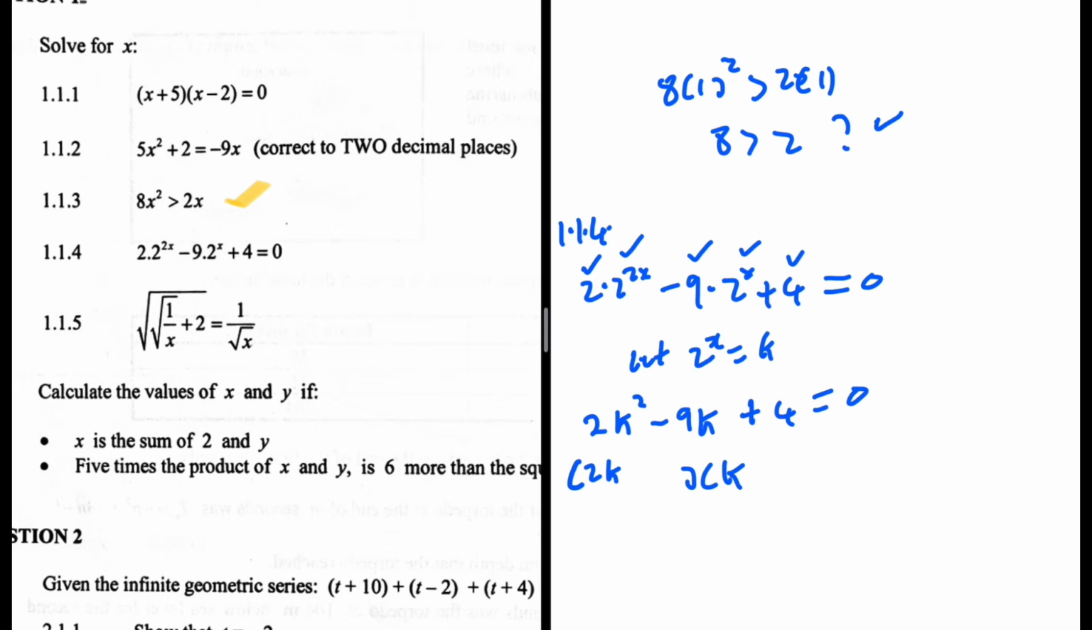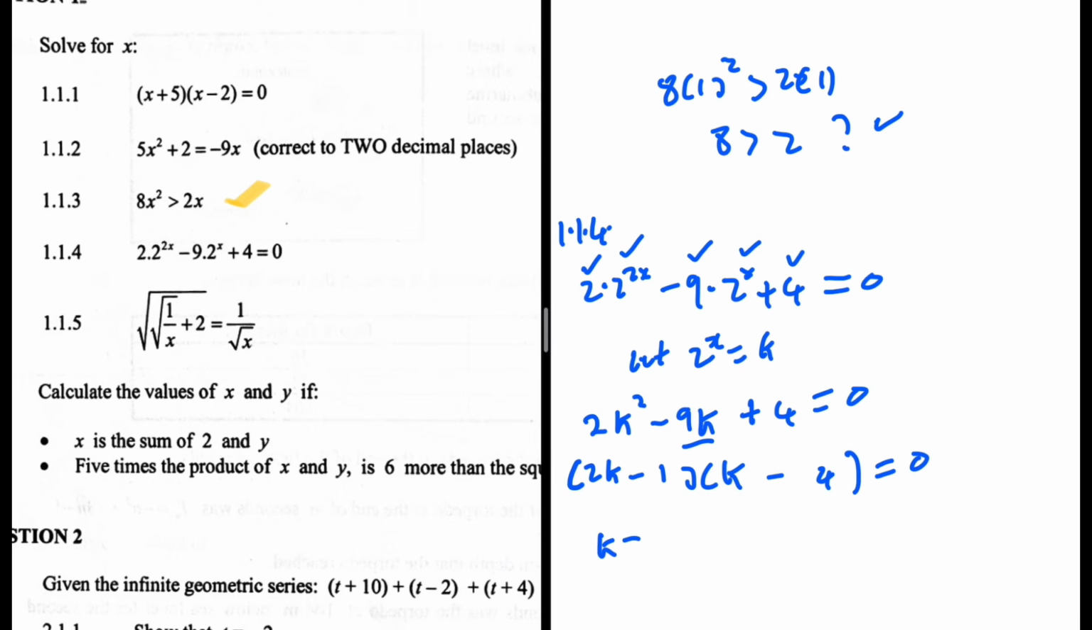So 2k, k. I need to be careful there and make some decisions. I need minus 9k to be the middle term. So how do I set up my numbers, factors of 4? Can I use 2, 2, or do I use 4, 1? Let's try 4, 1 and see what happens. They both have to be negative so that the answer will be positive. Minus 1 multiplied by minus 4 would give us 4. So minus 8k minus k will give us minus 9k. So this works.